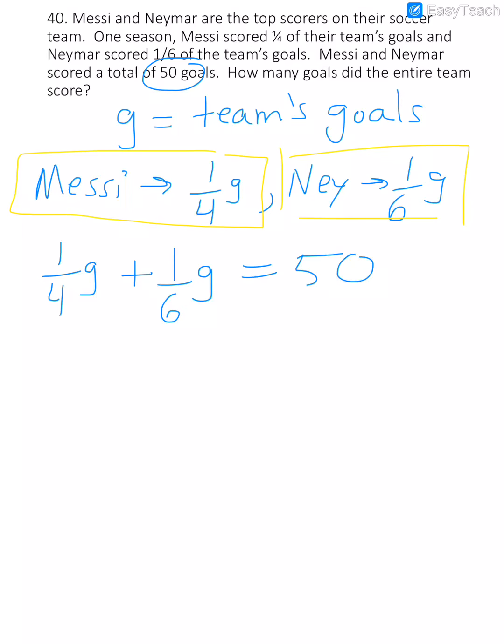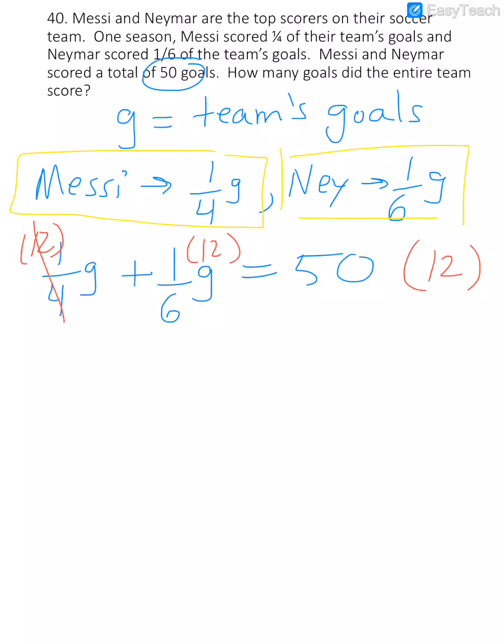A couple ways we can do it. Let's do it the way we had been doing, by finding the lowest common multiple. Between 6 and 4, that's going to be 12. So I'm going to times everything by 12, and then we're going to simplify it.